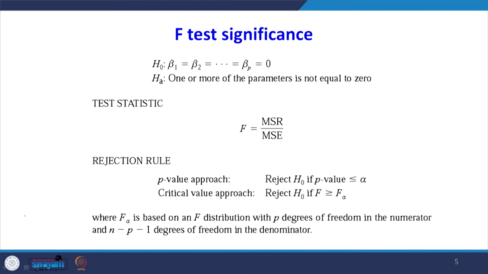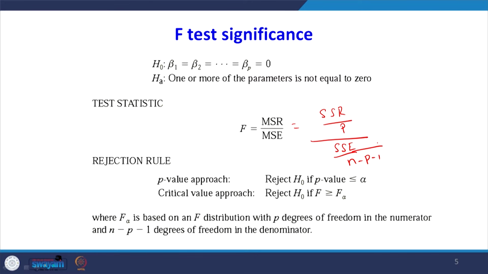So, how do we find the F statistic? The F statistic is MSR divided by MSE, that is the mean regression sum of squares divided by the mean error sum of squares. How do we get the mean regression sum of squares? We divide SSR by the corresponding degrees of freedom, which is p, and we get MSR. For MSE, we divide SSE by n minus p minus 1, where p is the number of independent variables, and then we get the mean error sum of squares.